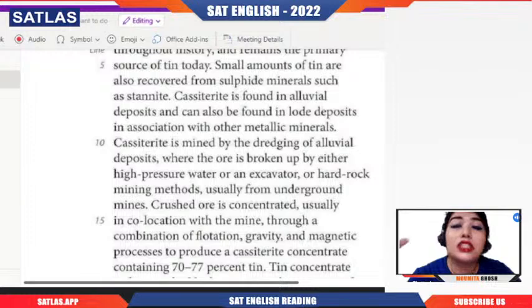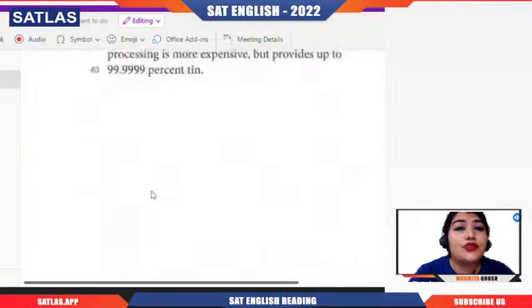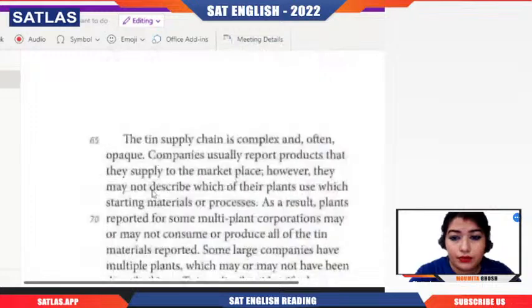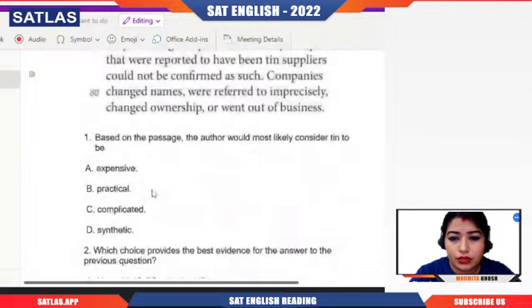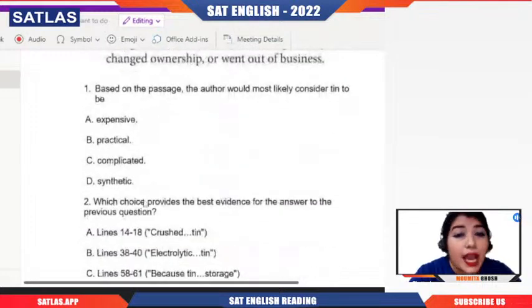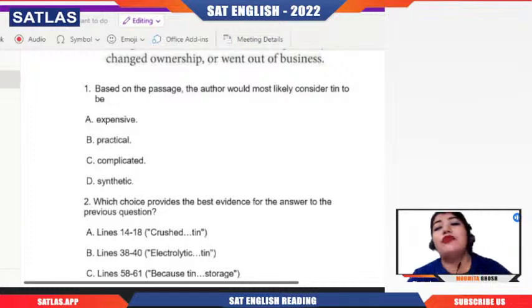So what do you think according to the passage the author has told us? Okay, about tin. So what do you think? Is tin expensive, synthetic? What else? So let us straight go into the options. Is it practical or is it complicated? Everyone, please try to answer.